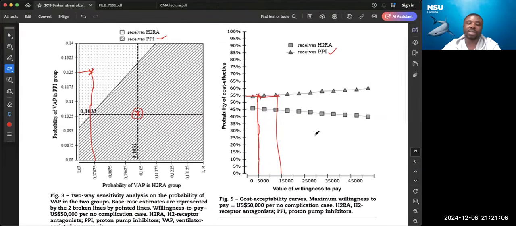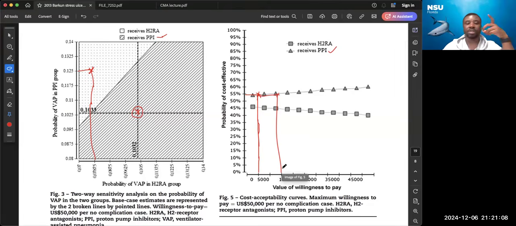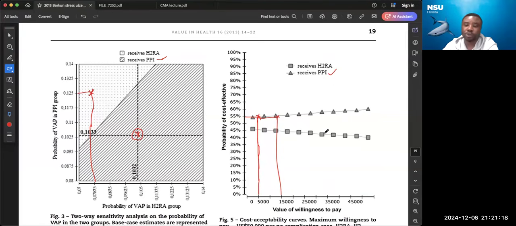For this one, she's going to give you an amount, for example, maybe 350,000. If you are willing to pay 350,000, which of the two options will you choose? Our answer will still continue to be the PPI, because the PPI is dominant based on our base case.